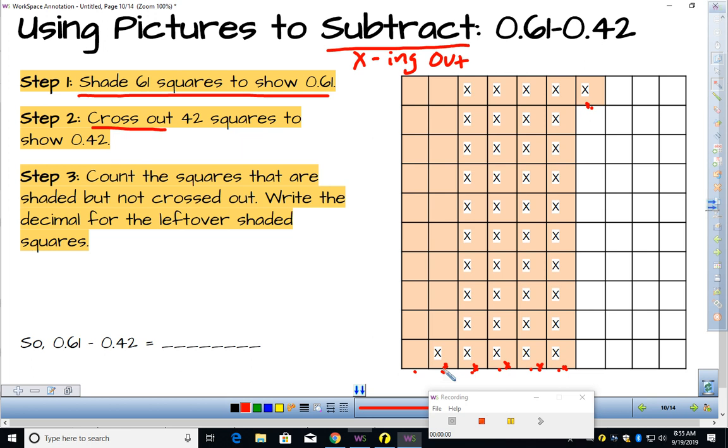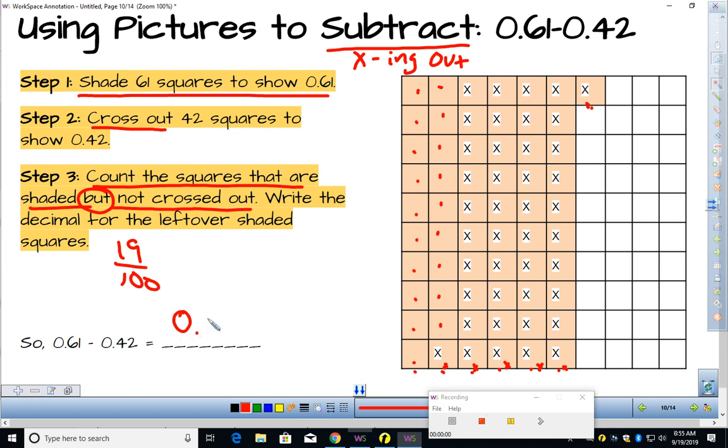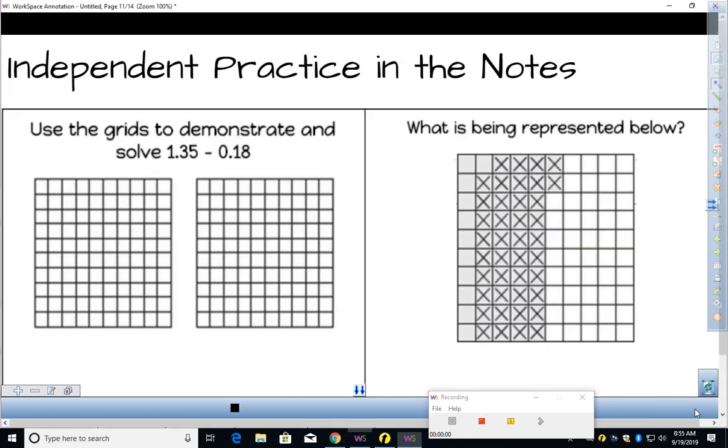And then to find our answer, we're going to count the squares that are shaded but not crossed out. So I have 1, 2, 3, 4, 5, 6, 7, 8, 9, 10, 11, 12, 13, 14, 15, 16, 17, 18, and 19. So that would be 19 out of 100, or 19 hundredths. Some of you might be saying, Mr. Heckman, where did the 100 come from? Great question. This grid is a 10 by 10 grid. It has 100 squares total, and if you don't believe me, count them and check them out.